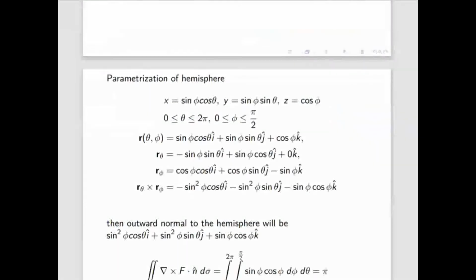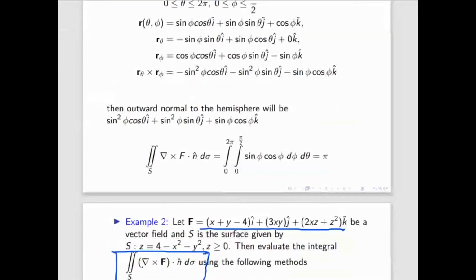So the main conclusion is that, suppose you have a surface, just focus on the open part of that surface, the part which is not covered. Like in this hemisphere, this circle is not covered.